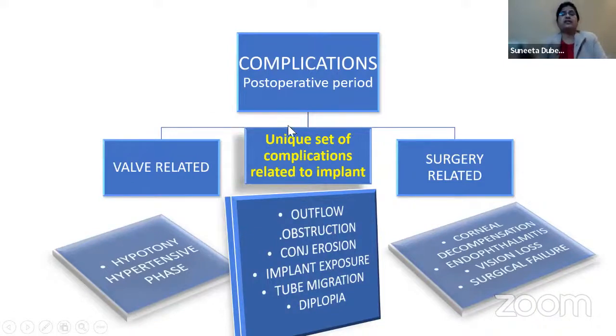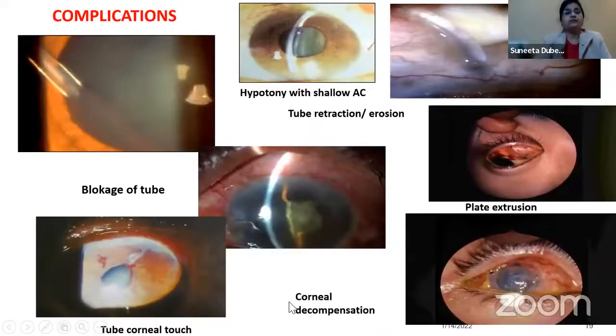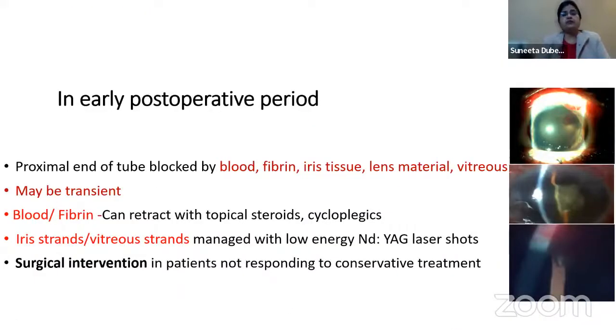Coming to complications, the implants are associated with a unique set of complications related to implants, like outflow obstruction, conjunctival erosion, implant exposure, tube migration, or diplopia. In the early post-operative period, since we are doing complicated cases, it may not be uncommon to see the proximal end of the tube being blocked by blood, fibrin, iris tissue, lens, or vitreous.